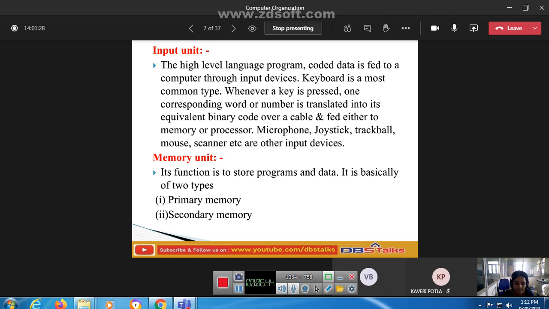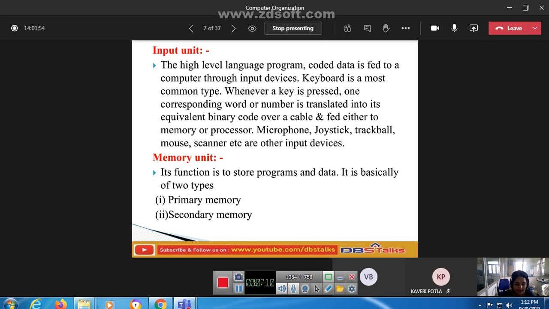Next, coming to the memory unit. What is meant by memory unit? The memory unit stores the programs and data. It basically contains two types: primary memory and secondary memory. Coming to the primary memory, it is exclusively associated with the processor and operates at electronic speeds. Programs must be stored in this memory while they are being executed.